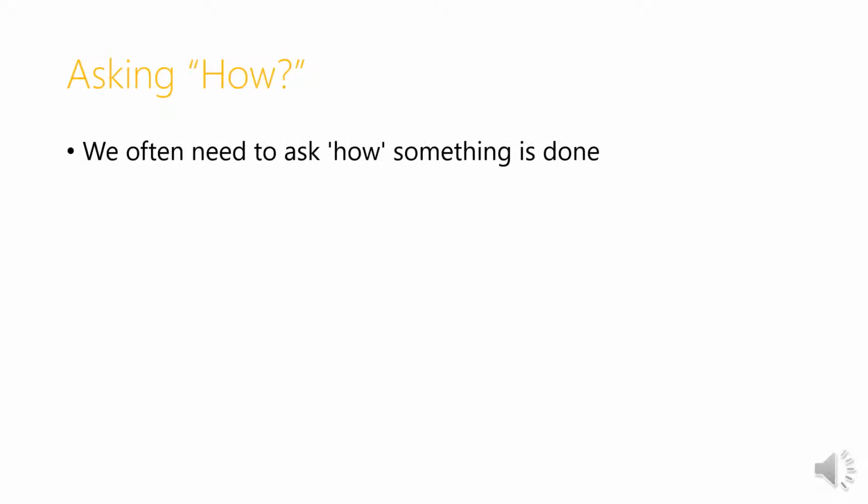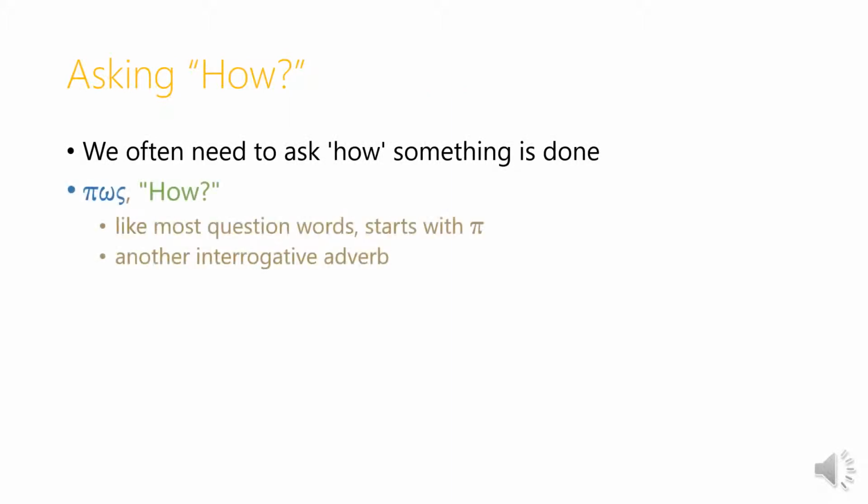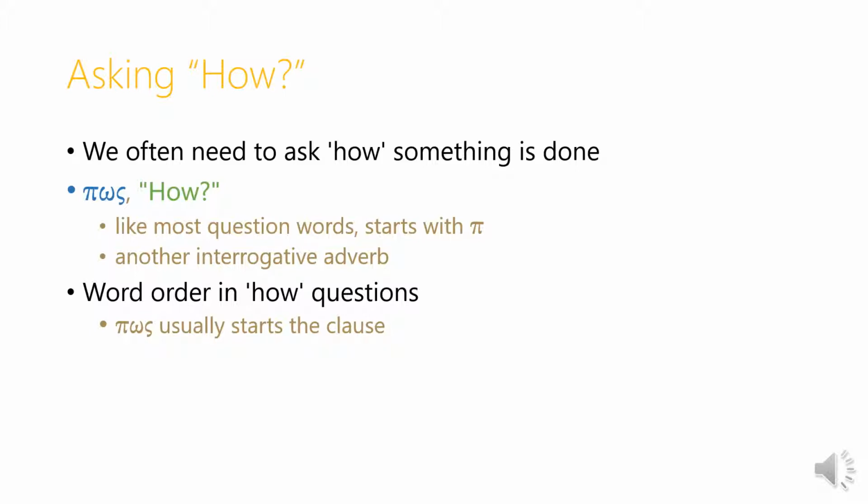But we often need to ask how something is done. Πως is the primary word meaning how, and like most question words, it starts with a P. This is another interrogative adverb. Now, in how questions, πως usually starts the clause.